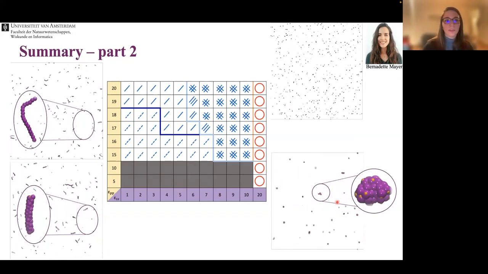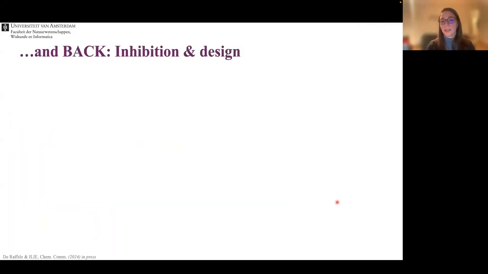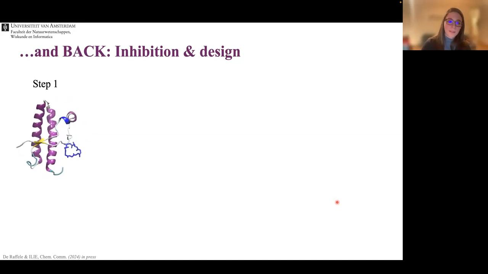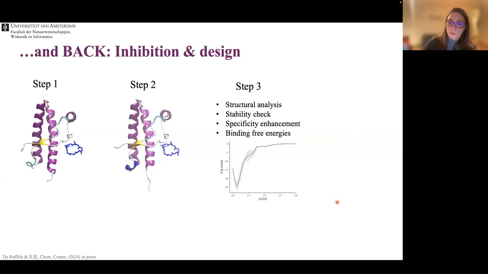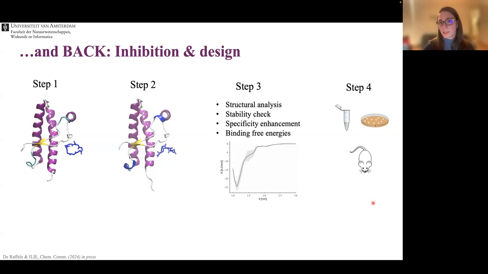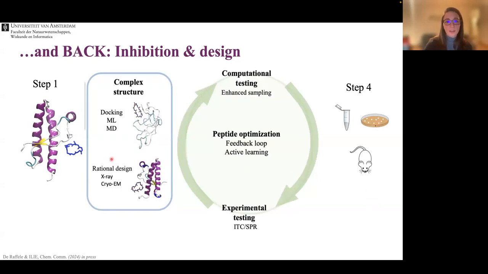And in my last minute, I will just very briefly tell you about our efforts to design inhibitors against the misfolding and toxic transformation of the prion protein. So basically, we rely on a rational design, and we design a peptide that binds to the cellular prion protein. We test its stability via simulations, and we also investigate the binding free energies in an attempt to improve the binders that we design prior to testing them in an experimental setup. And we rely on rational design in our simulations, and we incorporate them in a peptide optimization, in a feedback loop based on active learning.